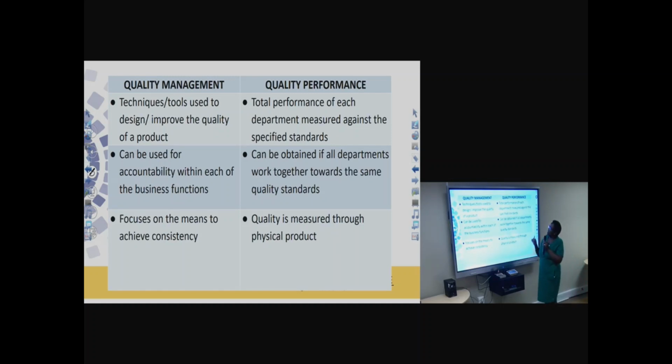With quality management, those are the techniques or tools. What is it that you use to design a product? What is it that you use to improve your product? That is, what is it that you use so that you get what you want from them? That is, you are managing the quality. Then with quality of performance, you only see it when all the departments, each department, is measured against the standards.